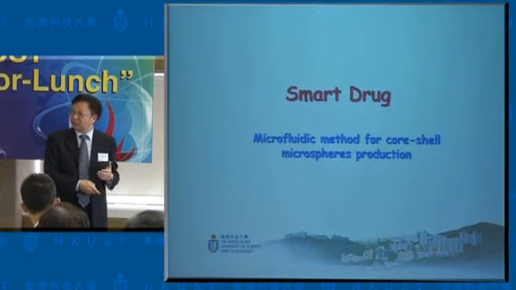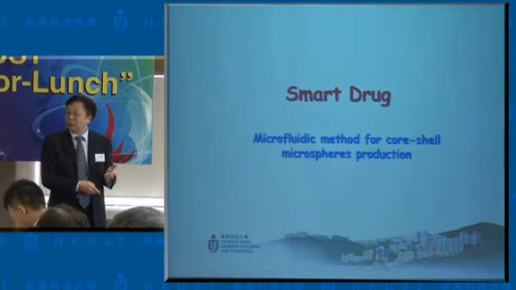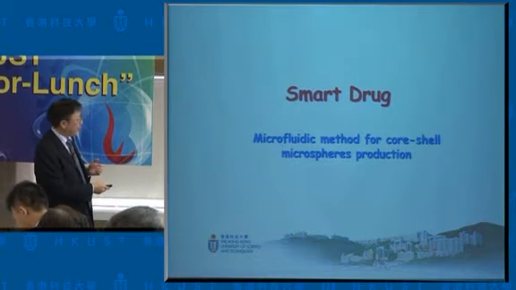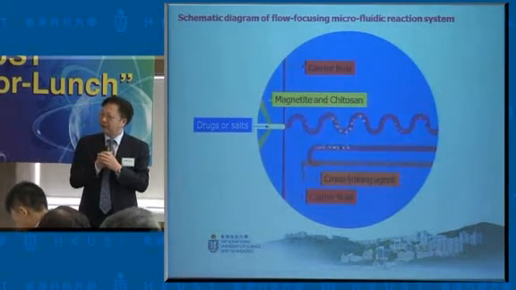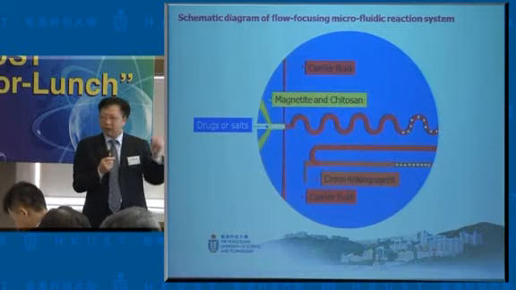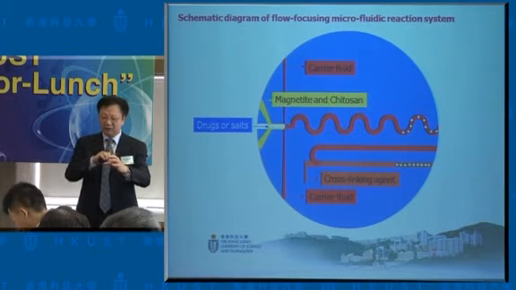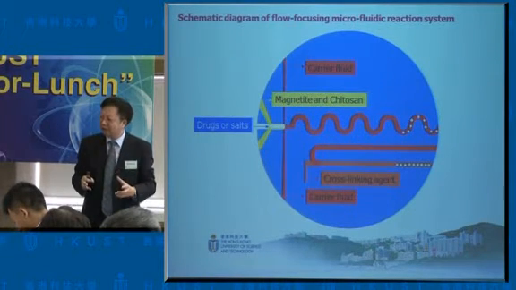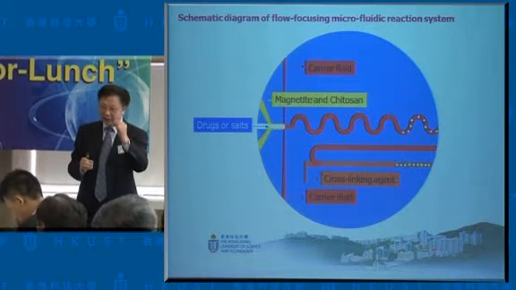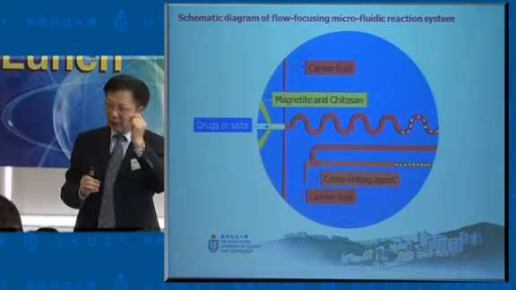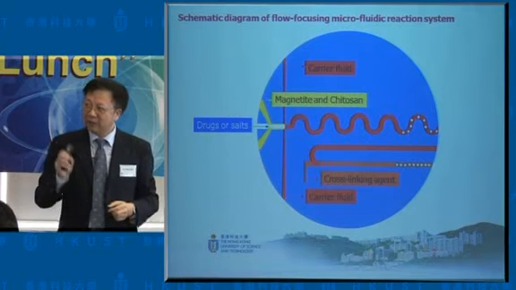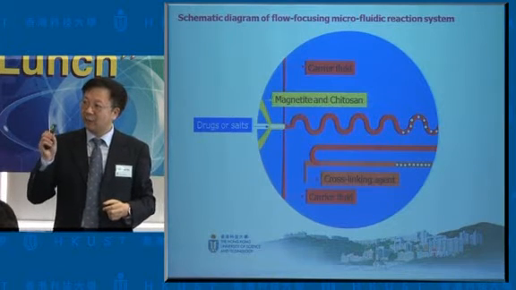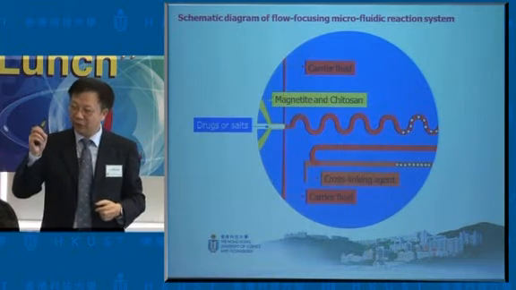Smart drug is very useful for drug delivery or smart drug release. So what's a smart drug? A smart drug is a core-shell microsphere. Core-shell is like a chocolate, where inside is a large core. But the size is a micron. How small? Like here. So very small. It's very difficult to make such small core-shell materials or core-shell spheres.